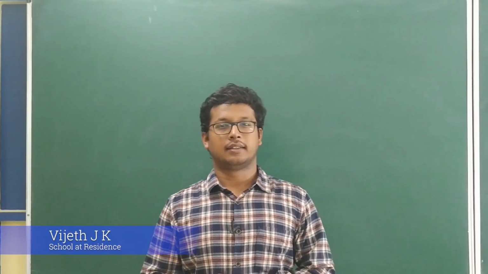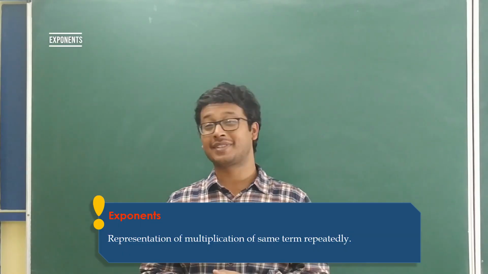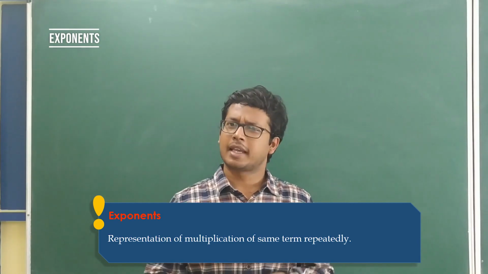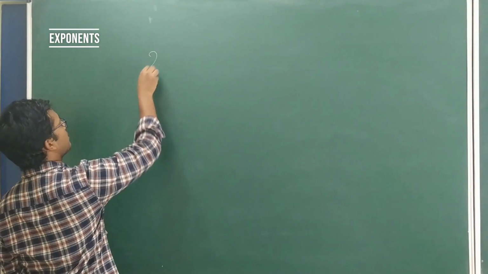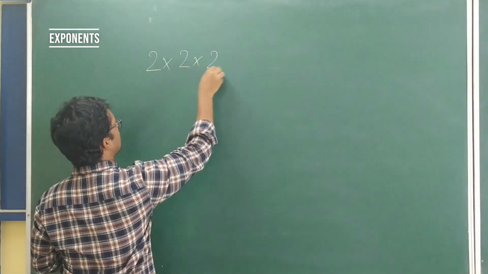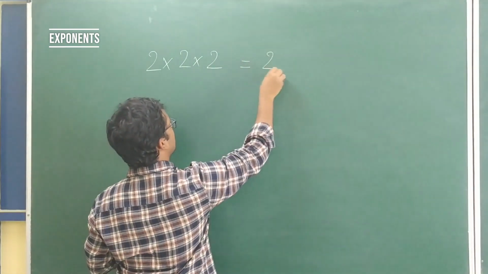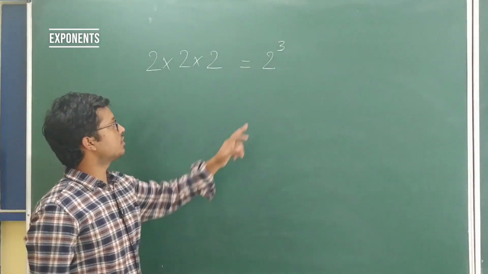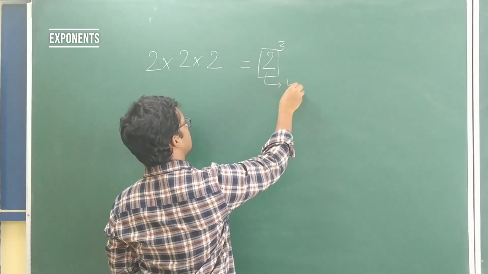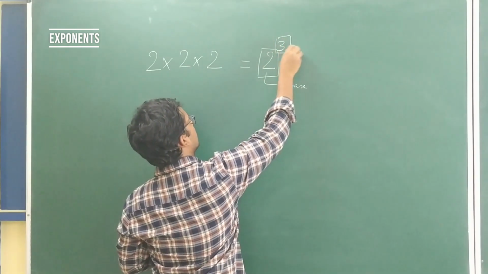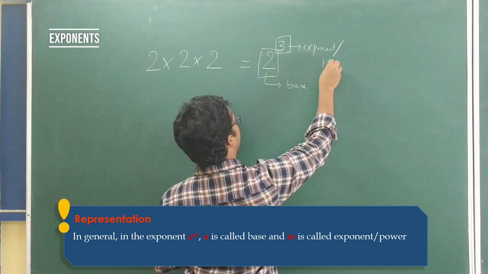Here we study exponents. Exponents by definition is a representation of multiplication of same term repeatedly. For example, let's take this example. Let's say I will multiply 2, 2 and 2. I am multiplying 2 three times. Then this is represented as 2 power 3. We read this one as 2 power 3. This 2 is called the base and 3 is called the exponent. Exponent is also called power.